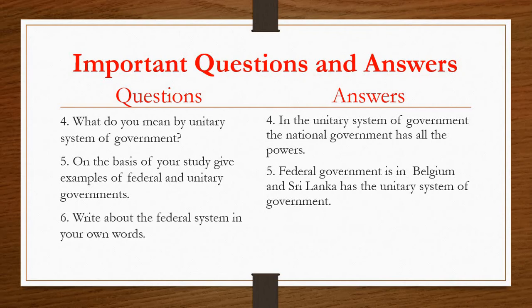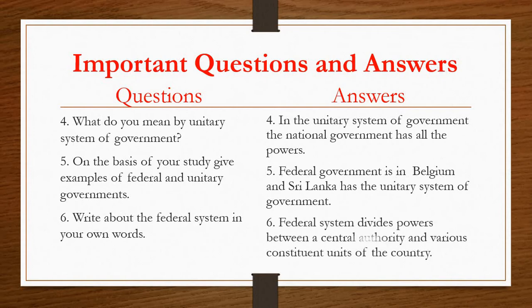Next is, write about the federal system in your own words. So this is your answer. Federal system divides powers between a central authority and various constituent units of the country.